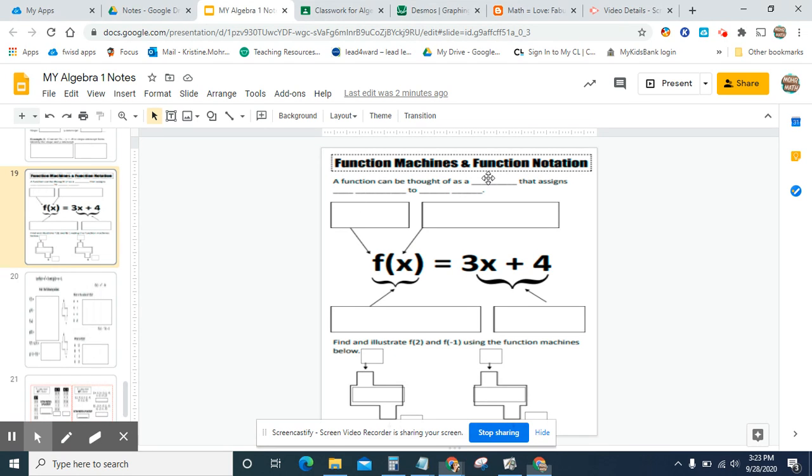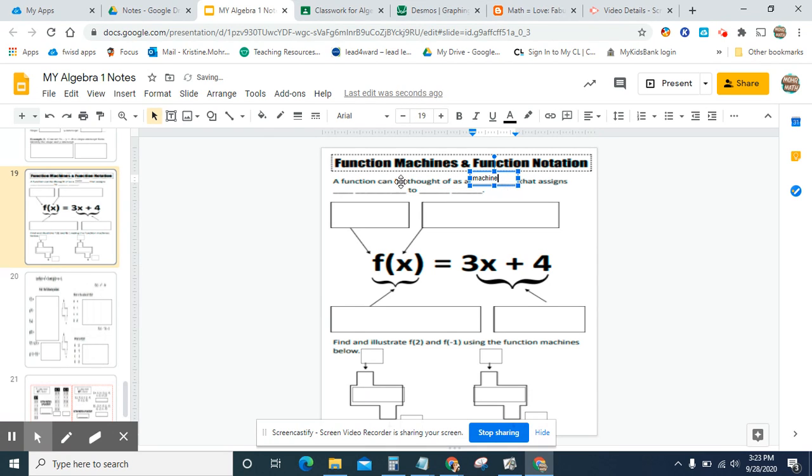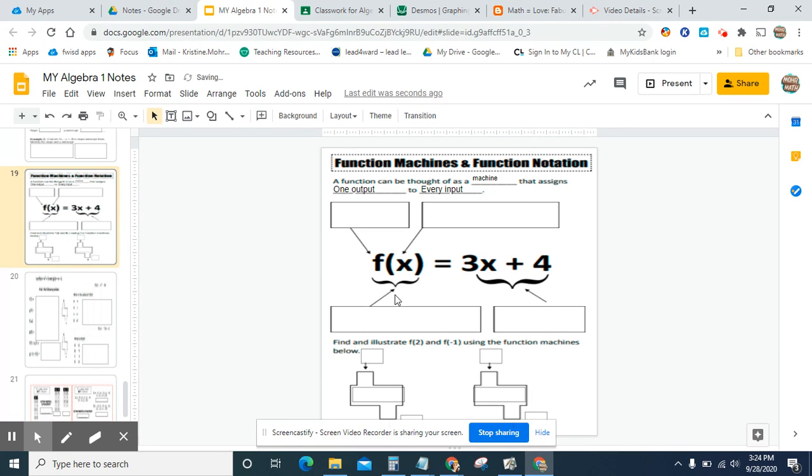A function can be thought of as a machine that assigns one output to every input. So basically what it's saying is you put one number in, it's going in and being processed, and one number comes out for it.